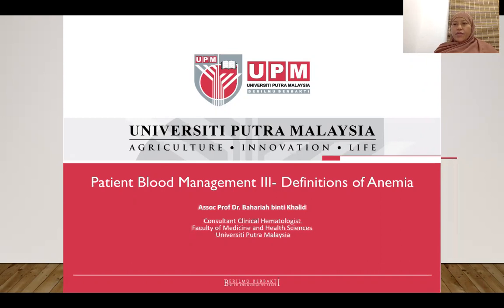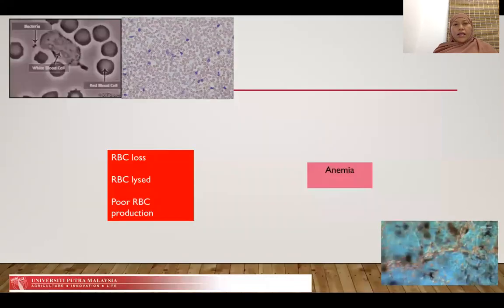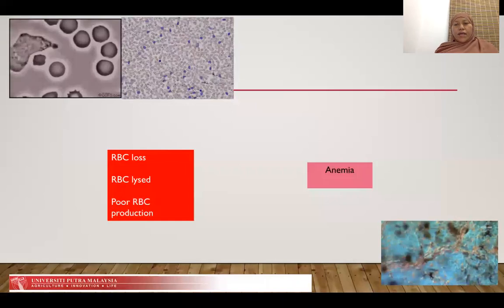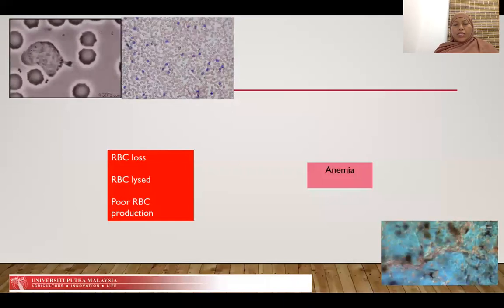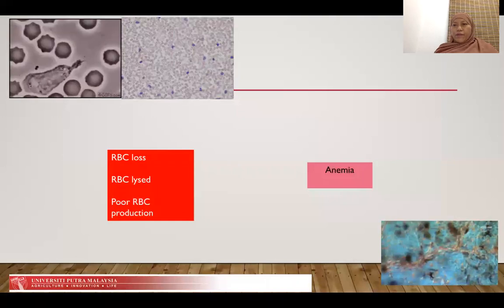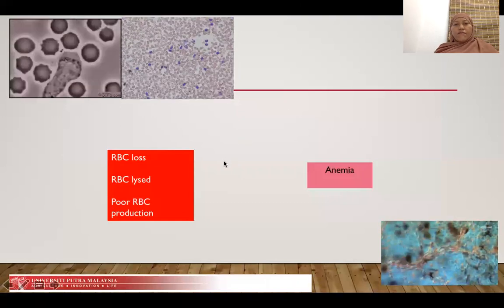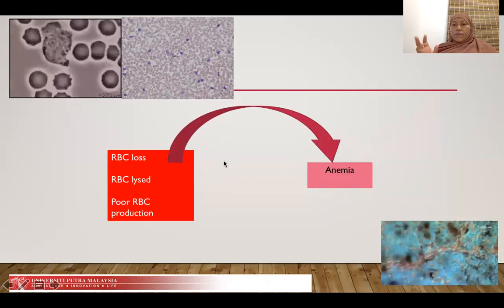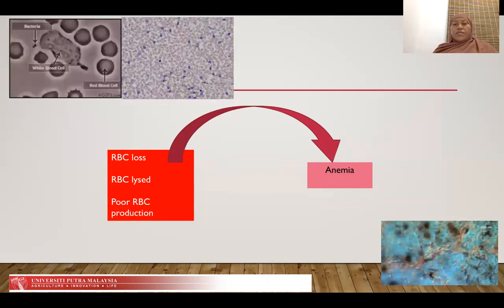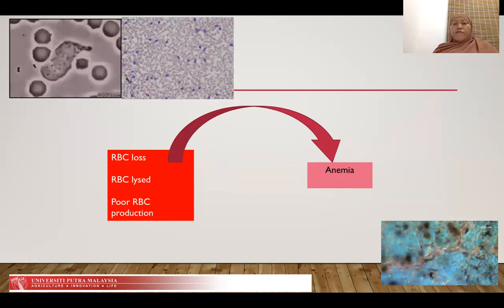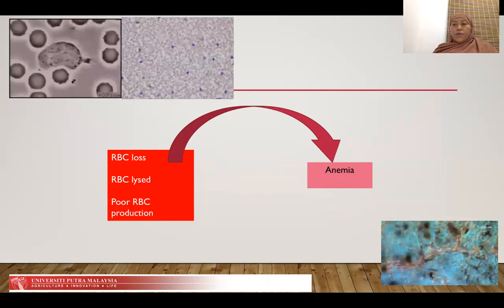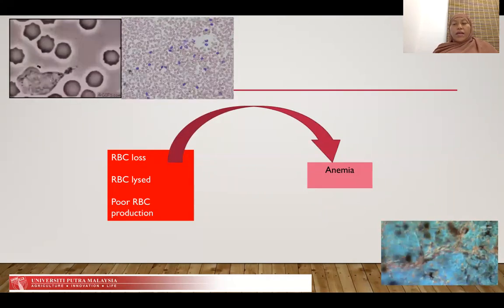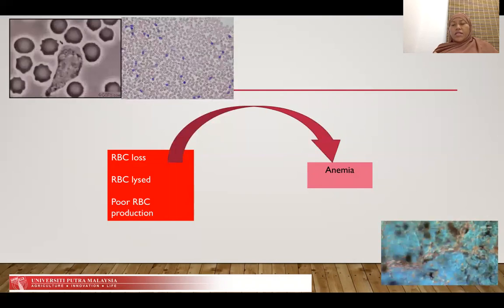And this video will discuss a little bit about definitions of anemia. I think most of you have understood about anemia, how it is quite strongly related to the problems of red blood cell. If you have loss of RBC, it causes anemia. When you have lysis or destruction of RBC, you can also have anemia. And of course, when there is poor RBC production, especially from the bone marrow, it can also result in anemia.